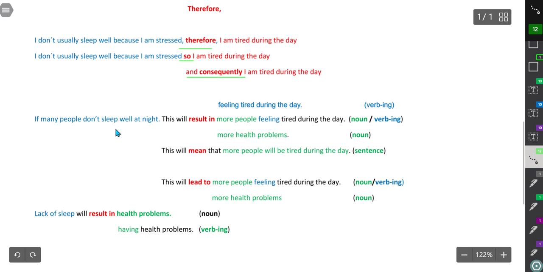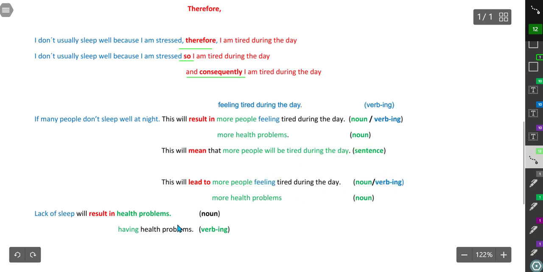If many people don't sleep well at night, this will lead to more people feeling tired during the day. So check in this case, more people feeling tired. I am starting my idea with a noun and with a verb in ing. So these are the special forms that they have.